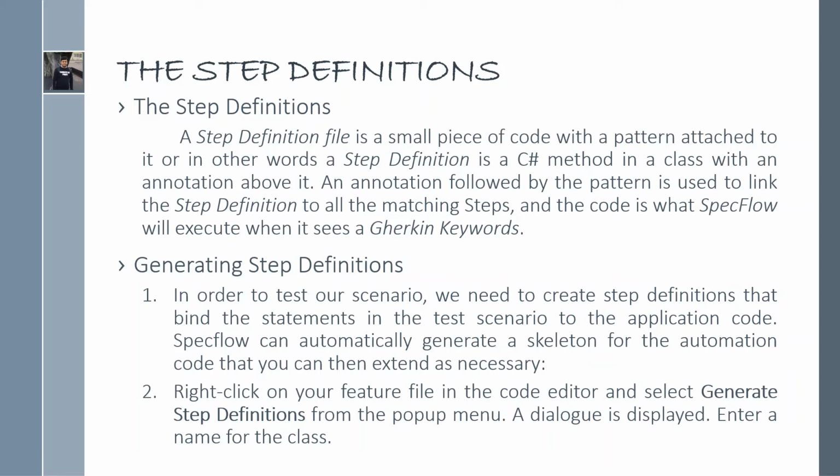So, generating the step definition. So we can see how we can generate the step definitions. In order to test our scenario, we need to create a step definition that binds the statements in the test scenario to the application code. SpecFlow can automatically generate a skeleton for the automation code that you can then extend as necessary. Right click on your feature file in the code editor and select Generate Step Definitions from the pop-up menu. A dialog is displayed, and enter the name for the class. So let's see how we can do that.